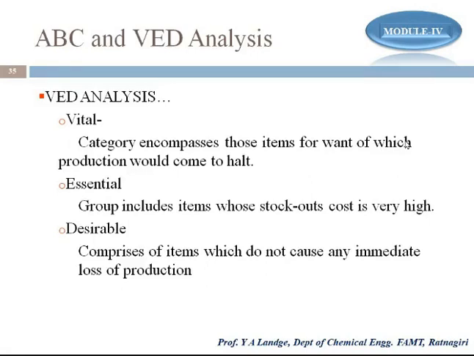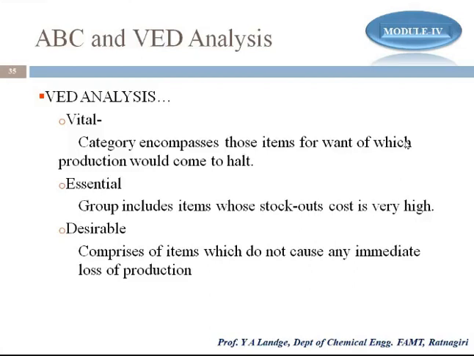Similarly, the second category is essential. Now, what do we mean by essential? The group includes items whose stock-out cost is very high. It is essential, but the costing is very high. So here we have to keep the items available. If it is not available, it does not mean the whole process stops, but because of the higher costing, we need more cost control over that part.